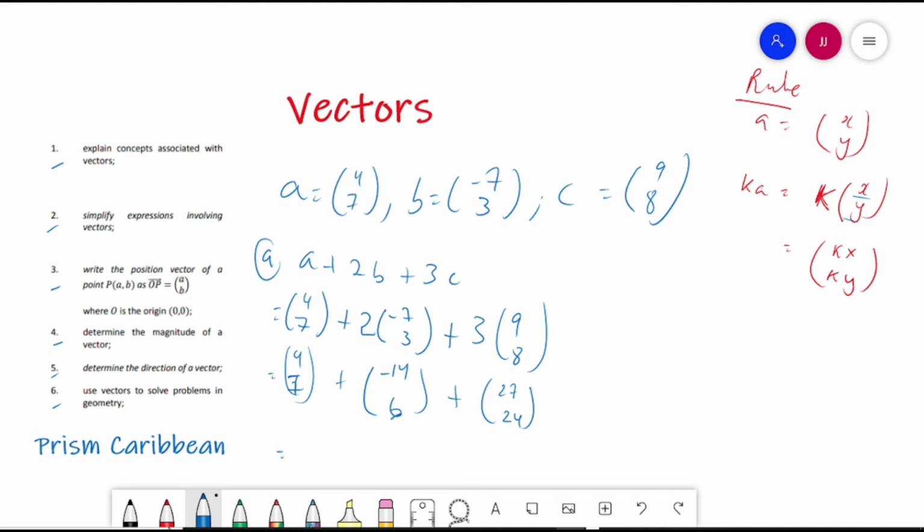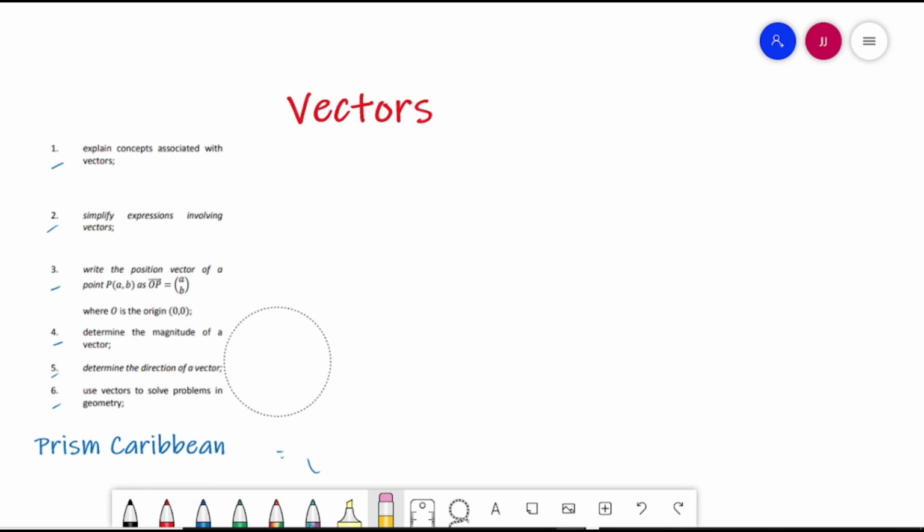Adding that up gives us (17, 37). Simple vector addition: we add what's on top and we add what's on the bottom, and then we get this value here. So that is basically vector addition. Now I would like to go through vector subtraction.